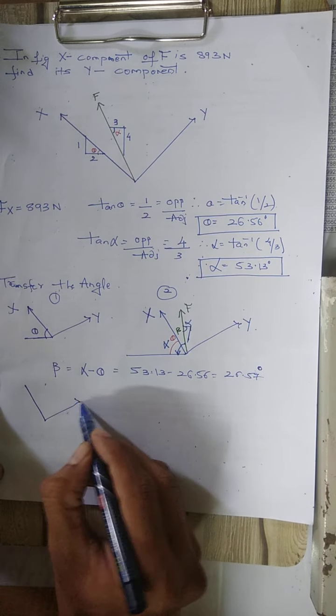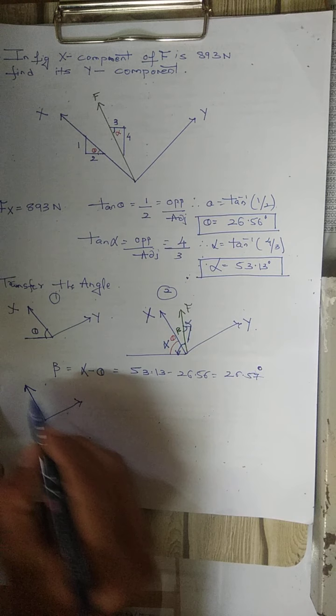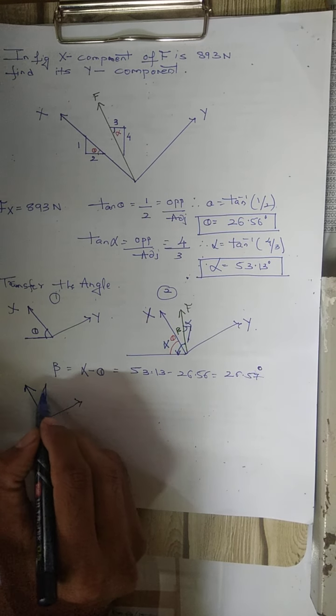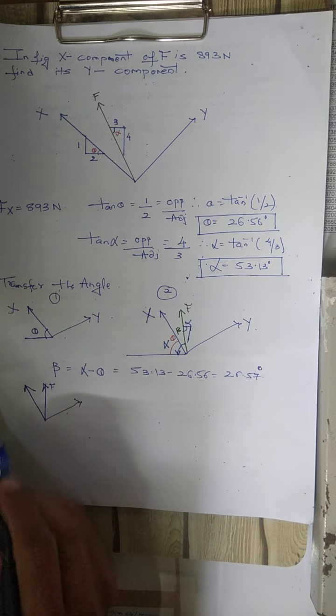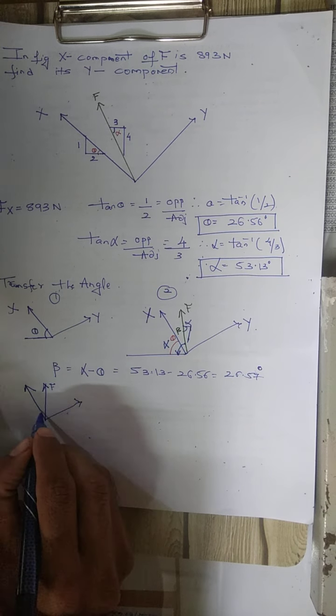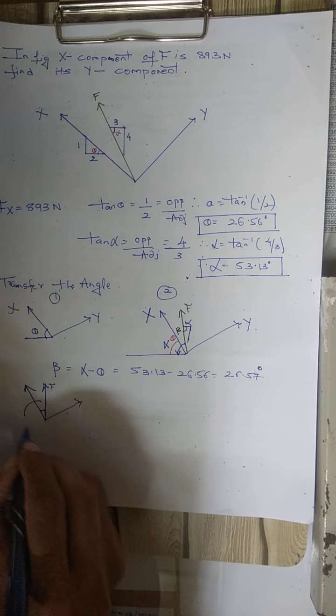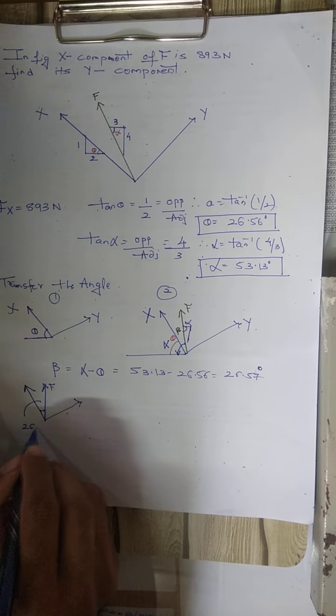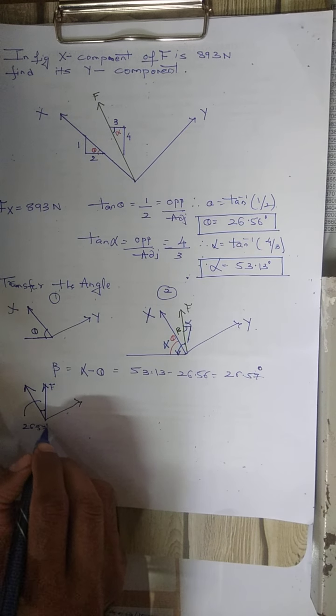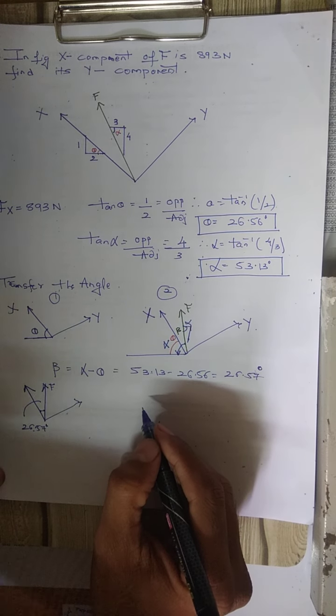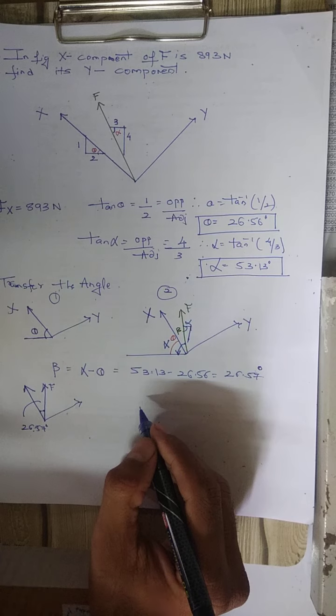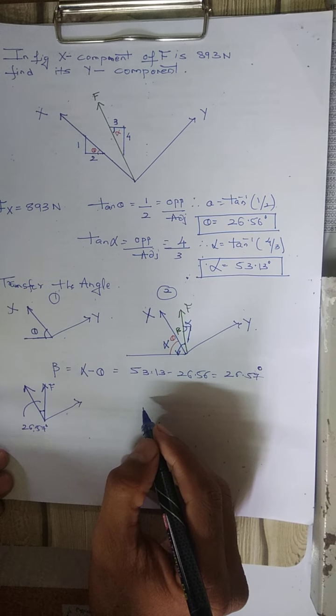Okay. The angle made by this force with the inclined x-axis is 26.57 degrees. Here the x-intercept is given, so first we have to find out the x and y components.